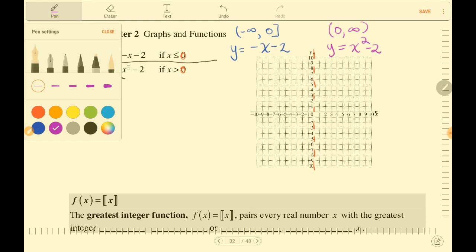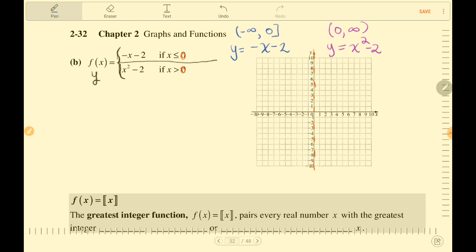So let's do the first piece. That's a line that has a y-intercept of negative 2 and a slope of negative 1. So I'm going to go down 1 and over 1. It has to go downhill. But notice that if I go down 1 and over 1, I'm moving into the region where values of x are not less than or equal to 0. I can also move from negative 2 up 1 and backwards 1. That still gives me a slope of negative 1.